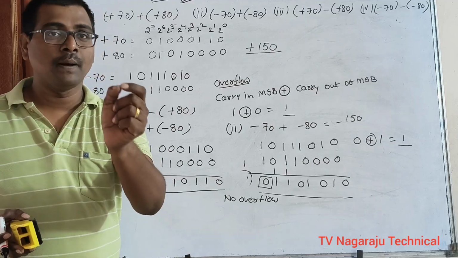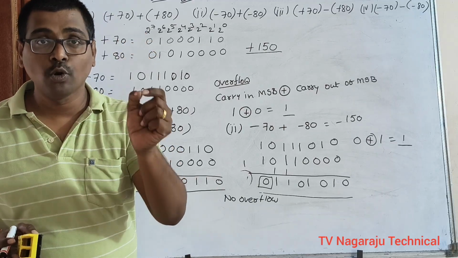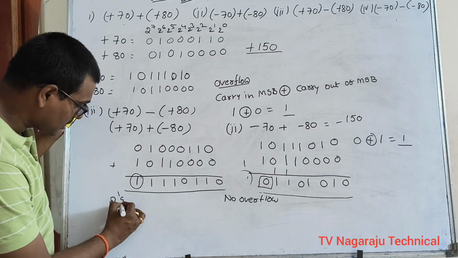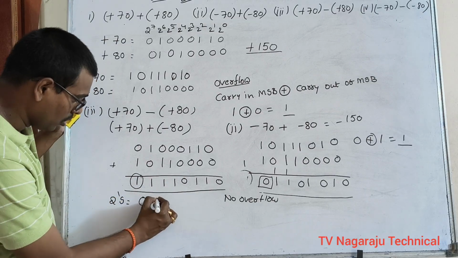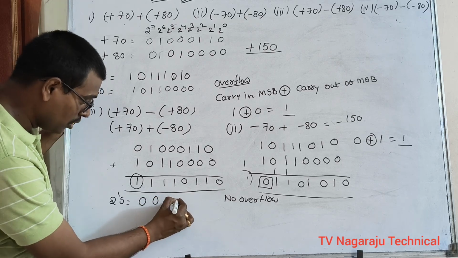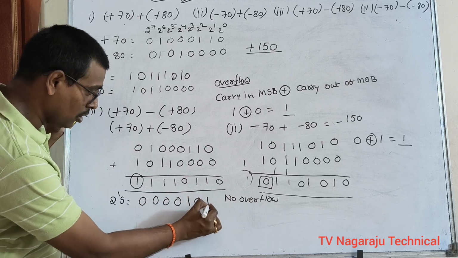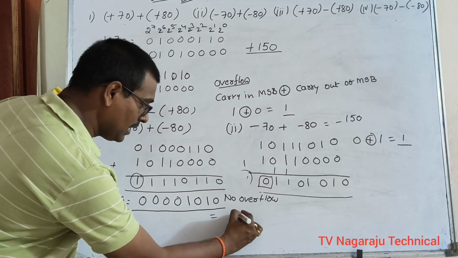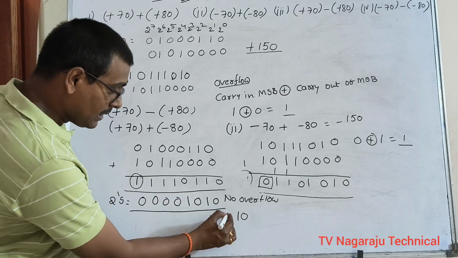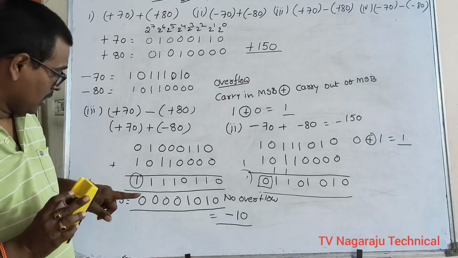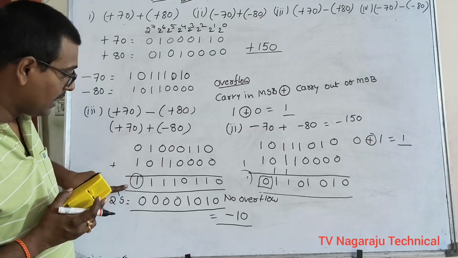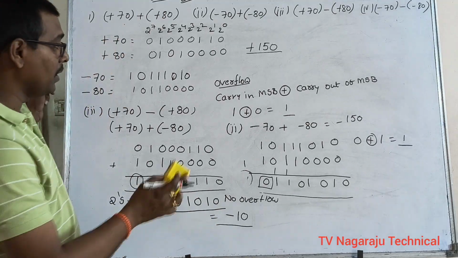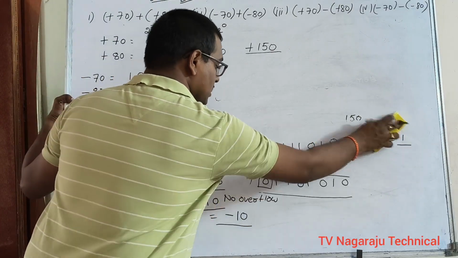But always remember, the negative result is also stored in 2's complement form. This is the negative result. Now for that result, take the 2's complement: 0 0 0 0 1 0 1 0. This is the answer. What is the decimal equivalent? Simply the decimal equivalent is 10 and then place a negative sign. So if the result is negative, take the 2's complement and add a minus. This is the answer. Now coming to the last step, that is case number 4.